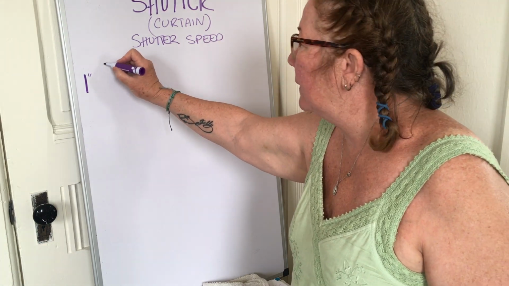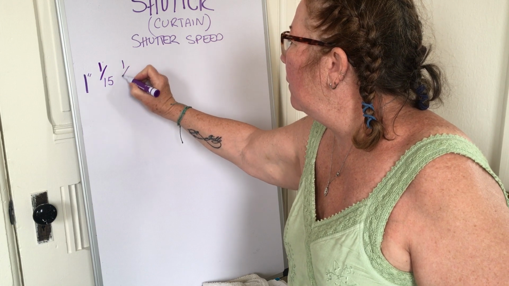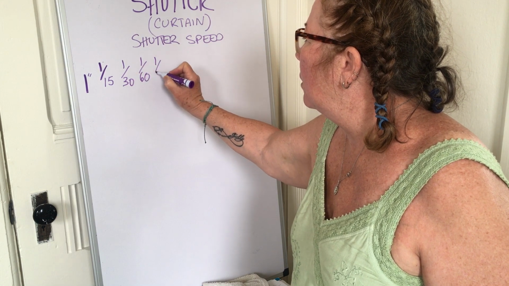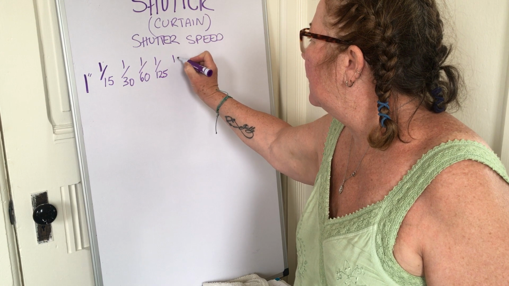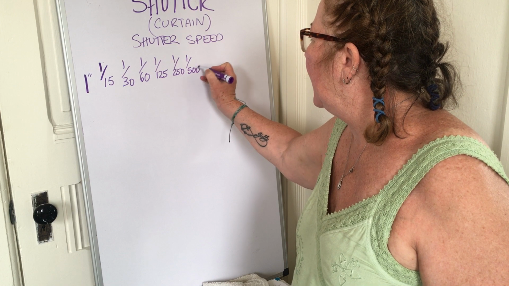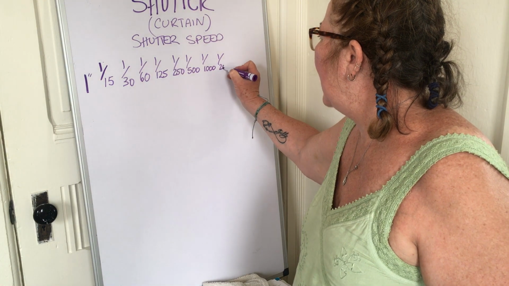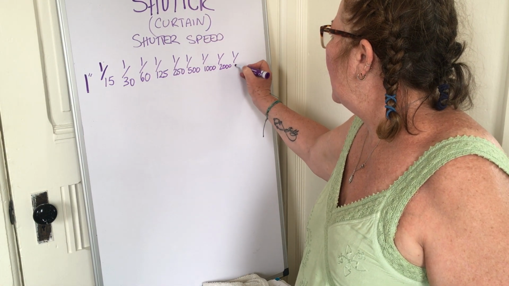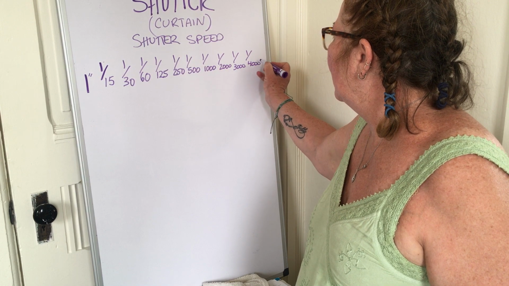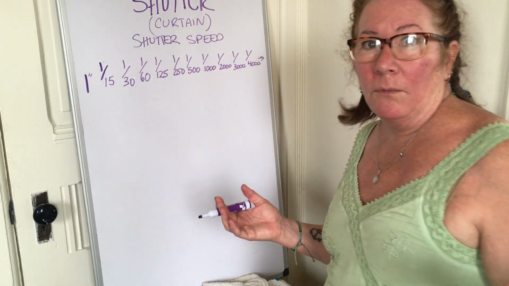Everything else is a fraction, right? So we have 1/15 of a second, 1/30 of a second, 1/60 of a second, 1/125 of a second, 1/250 of a second, 1/500 of a second, 1/1000 of a second, 1/2000 of a second, 1/3000 of a second, 1/4000 of a second, etc. So some shutter speeds could even be up to 8,000. It's maybe even faster than that.